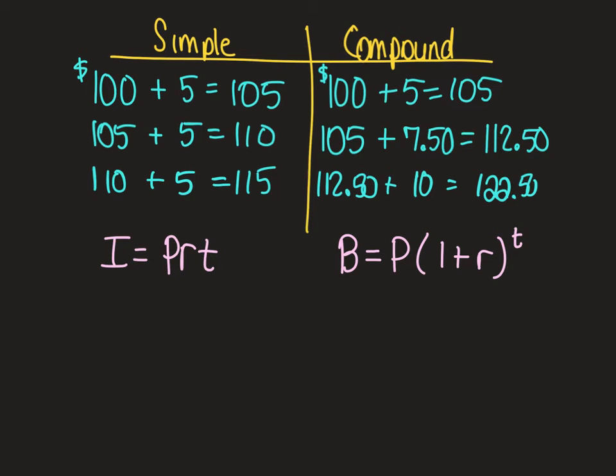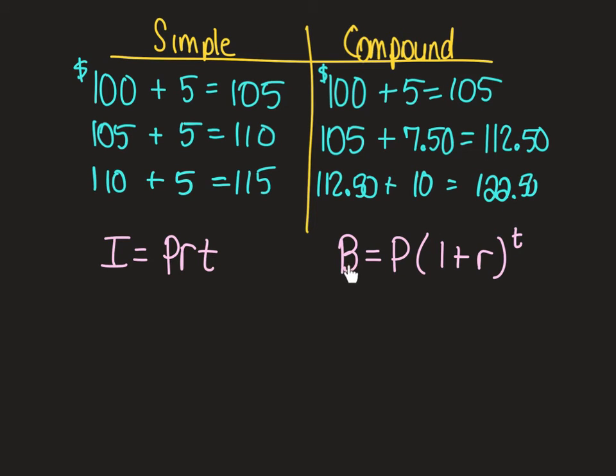Each of these types of interest has a formula to find it out. Interest is equal to principal times the rate times the time. But this only tells us interest. It only tells us this column. This formula is going to tell us the final. They're going to jump straight from 100 to 122.50. They're not going to do all of the in-betweens, and it's going to tell us our final.